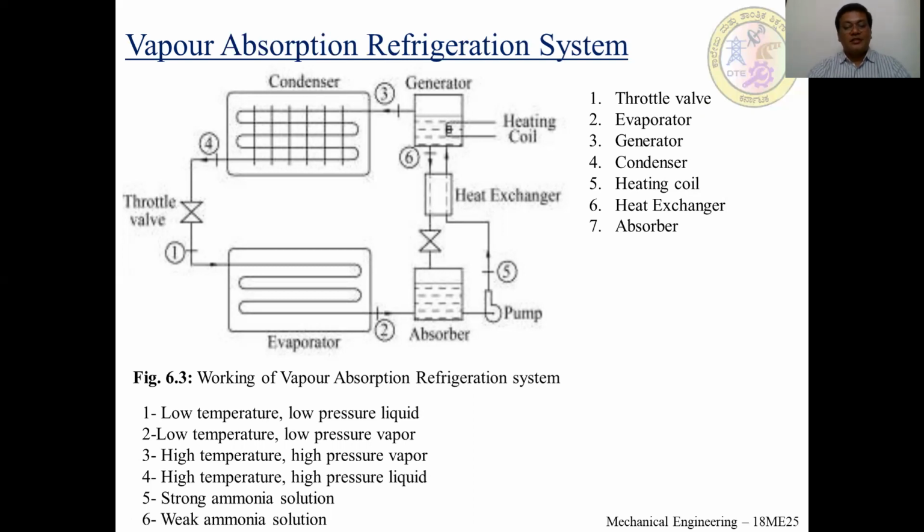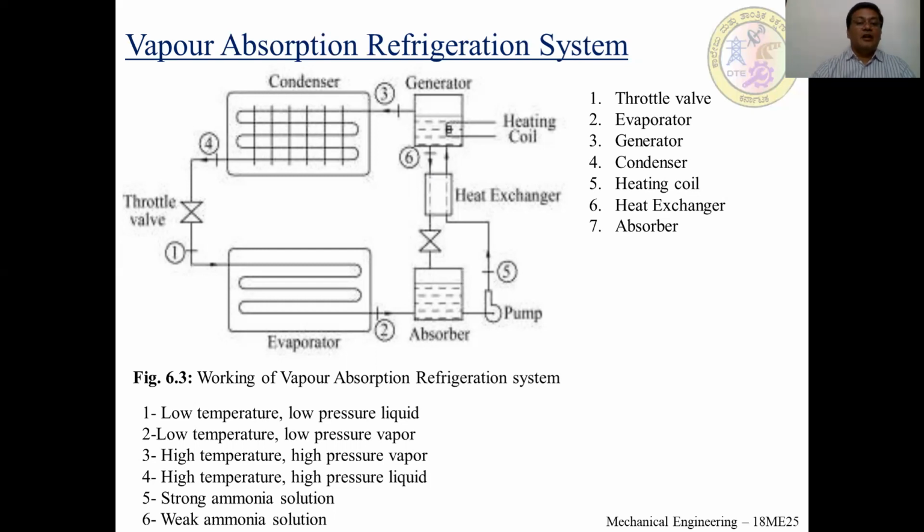Then the strong ammonia solution is pumped to the generator through the heat exchanger at high pressure. Here we are using a pump because of that. In the heat exchanger, there is heat exchange between the strong ammonia solution and the weak ammonia solution. The weak ammonia solution flows from the generator to the absorber, and the strong ammonia solution flows from the absorber to the generator through the heat exchanger.